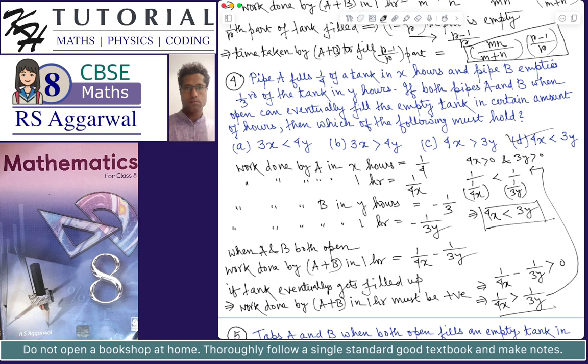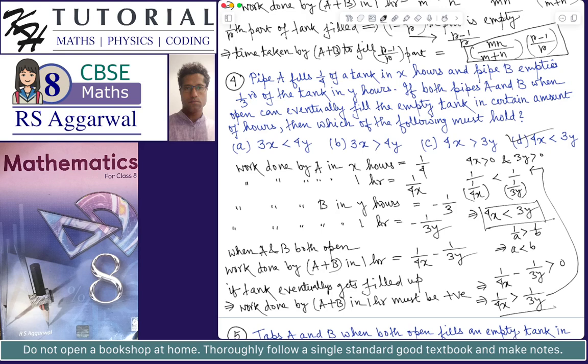Now we use the fact that, please remember, if A and B are two positive numbers and we have 1 by A greater than 1 by B, then if you take the reciprocals, the inequality, that is the greater than sign, will become a less than sign. So then this will imply that A is less than B.